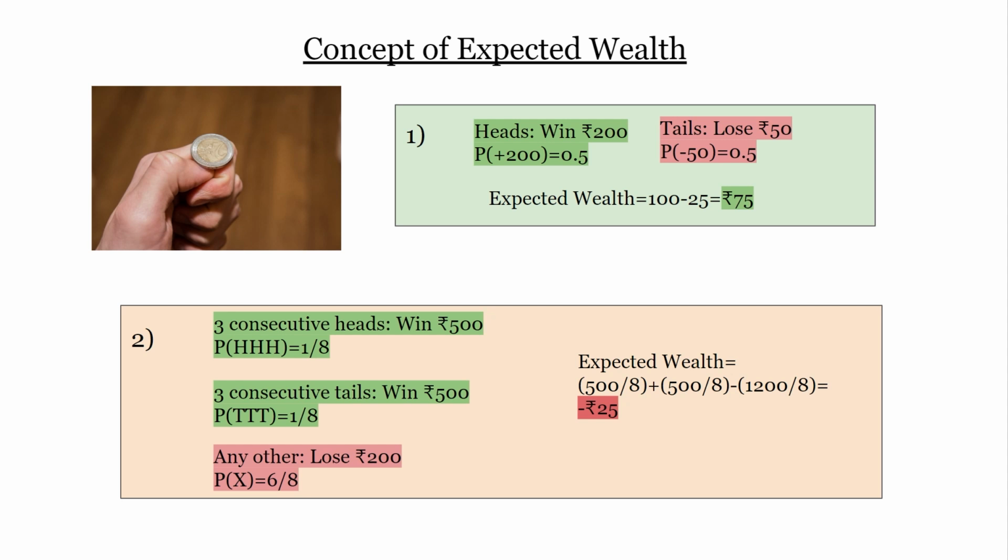It is important to realize that although you will not get rupees 75 or minus rupees 25 with certainty, it just signifies that if you play this game with me an infinite number of times, you will end up with this amount of money, which we know as expected wealth.